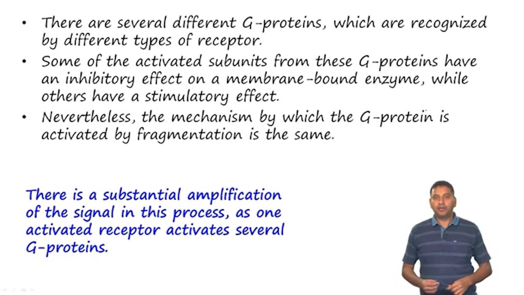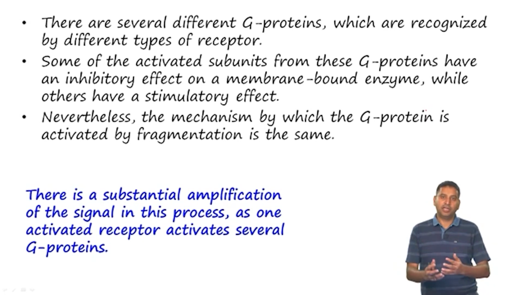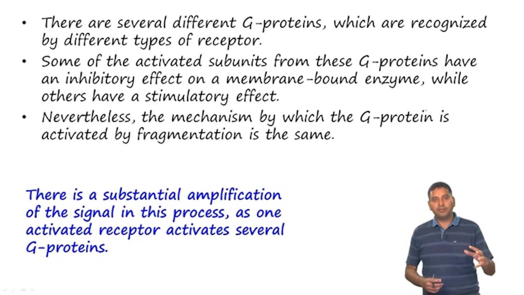There are several different G proteins which are recognized by different types of receptors. Some of the activated subunits from these G proteins have an inhibitory effect on membrane bound enzymes, while others have a stimulatory effect. However, the mechanism by which G protein is activated by fragmentation remains the same, irrespective of whether it is a stimulatory or an inhibitory effect. So, how does the signal get amplified? The amplification of the signal occurs in this process, as one activated receptor activates several G proteins.